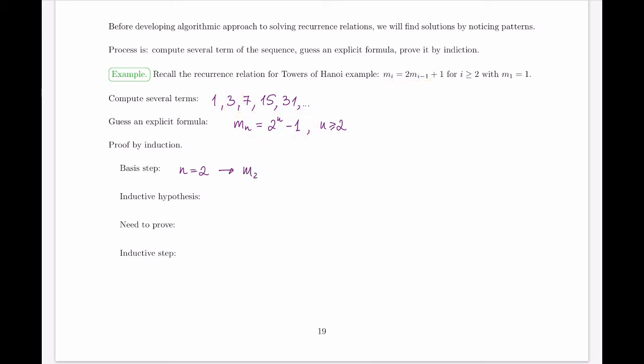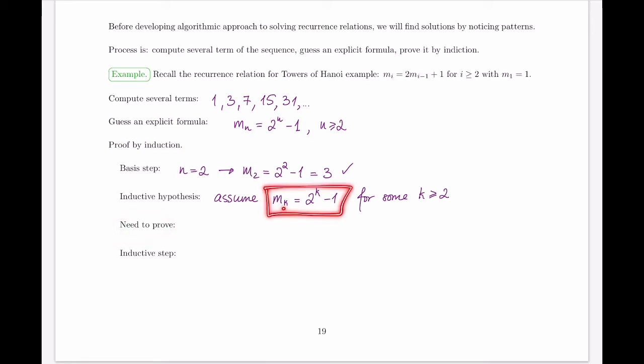So m sub 2, if I plug 2 into this formula, I'm going to get 2 squared minus 1, which is 4 minus 1, which is 3, which of course is exactly this term, because this is one of the beginning few terms and we've already checked it. Inductive hypothesis, as inductive hypothesis always is going to be assuming that this is true for some k that is above the basis case, so greater or equal than 2.